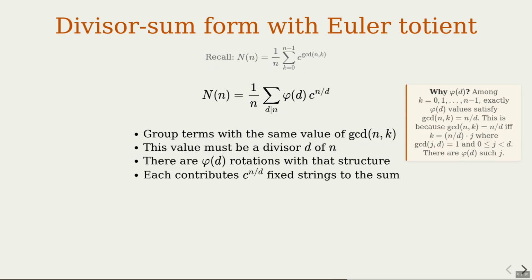So the totient factor says how many rotations of a given type exist, and the power of C says how many strings each of those fixes. This divisor sum form mirrors many other arithmetic counting formulas and will be very convenient for computation.